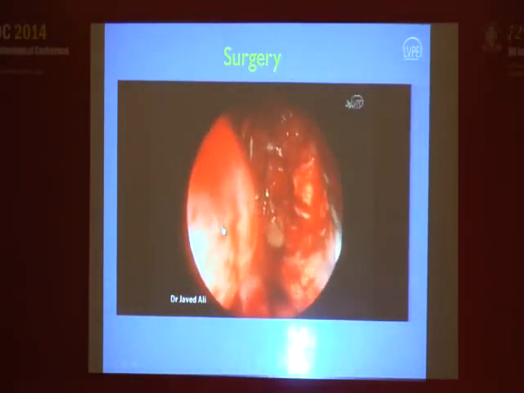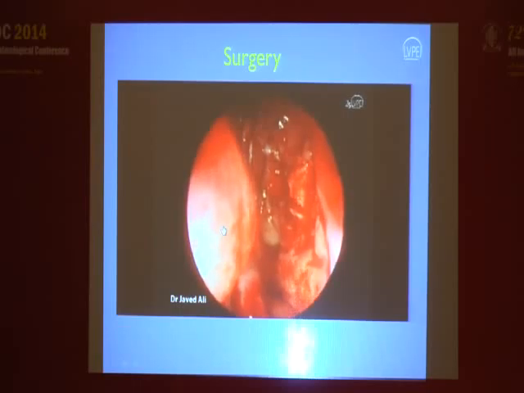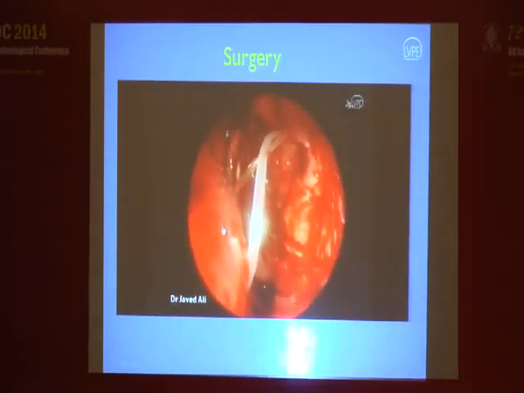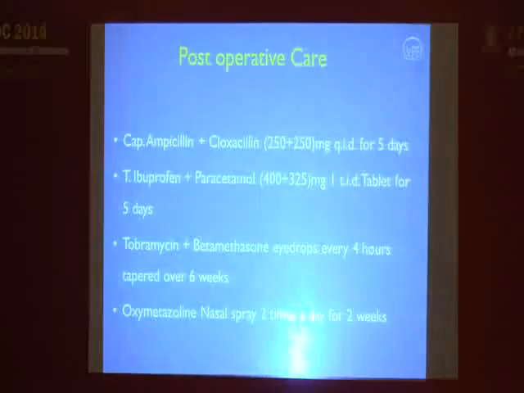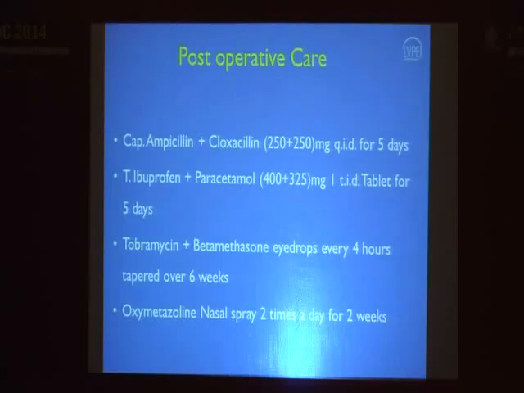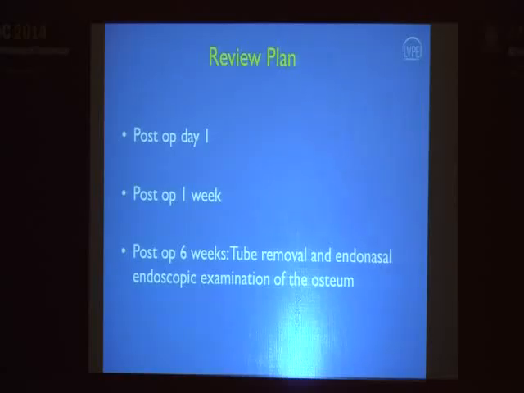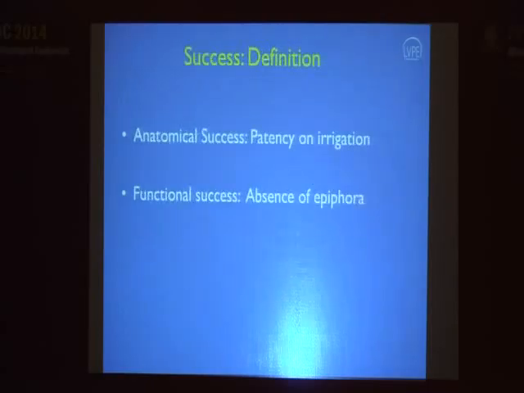Now this is the bicanalicular endonasal intubation, which is done using the proper intubation tube. The intubation was done in all the cases and the tube was kept in place for 6 weeks. The routine post-operative care was given in the form of antibiotics, systemic treatment as well as topical treatment. The patients were reviewed on post-operative day 1, week 1 and 6 weeks. At the 6 weeks visit, the tube removal was done and endonasal endoscopic examination of the ostium was done.